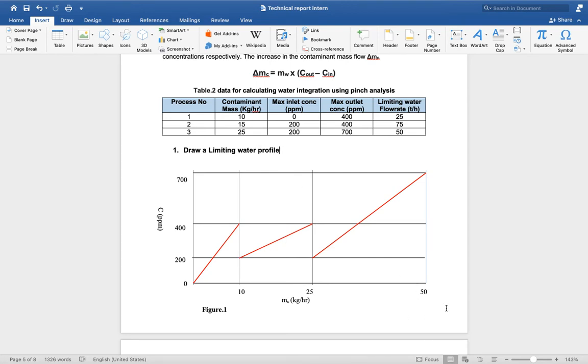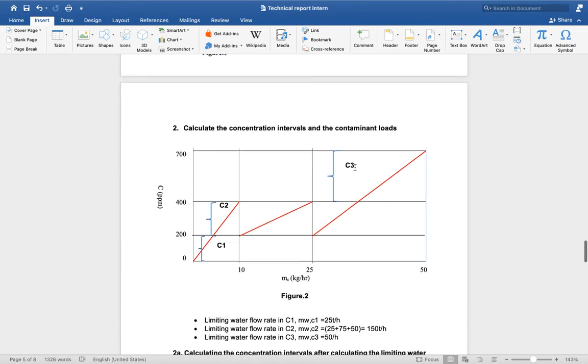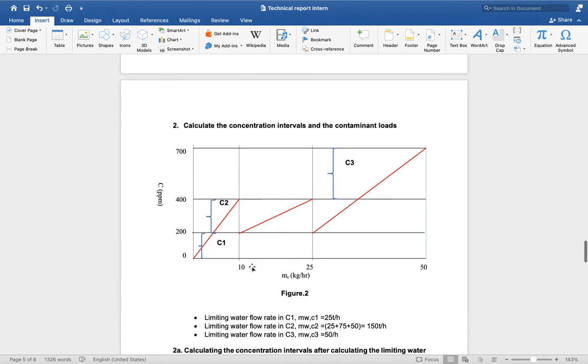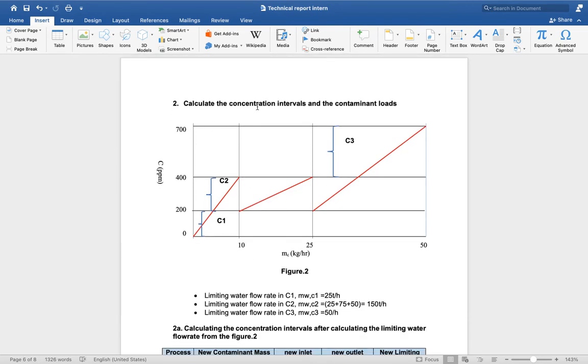Then at 25, meaning 10, 15 and 25, the overall is 50 kg per hour. So here the values vary from 200 to 700. These are the lines, with points varying from an initial concentration to a final concentration. After that, we have to calculate the concentration intervals and contaminant loads.